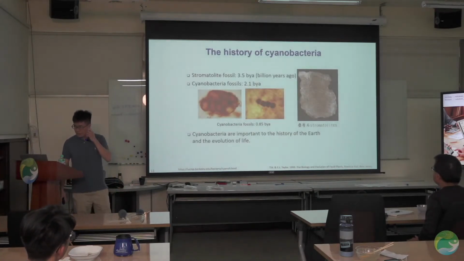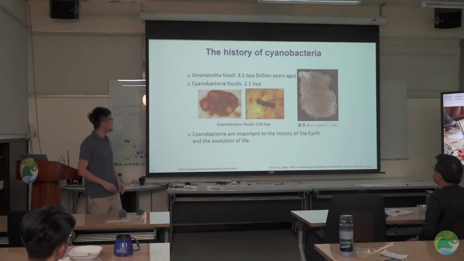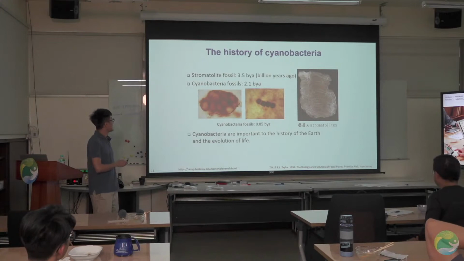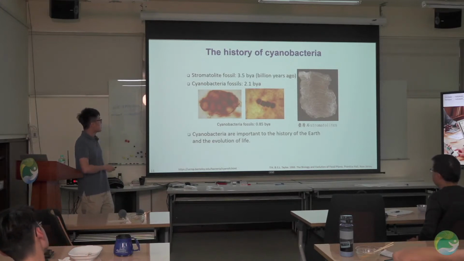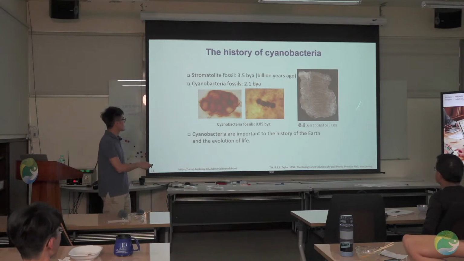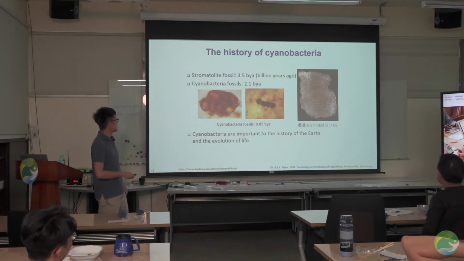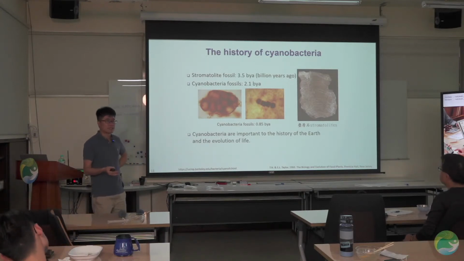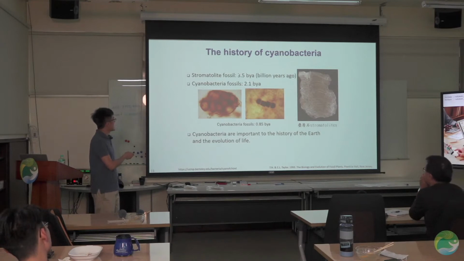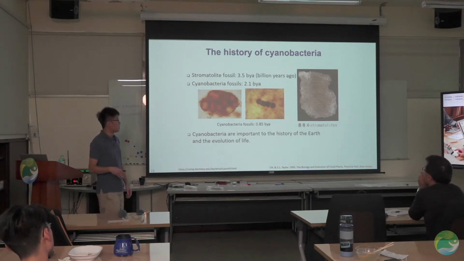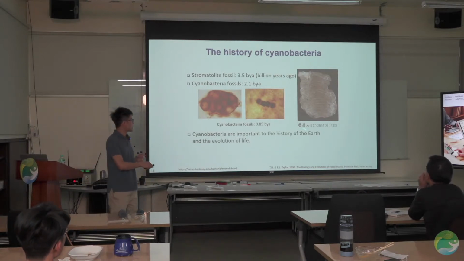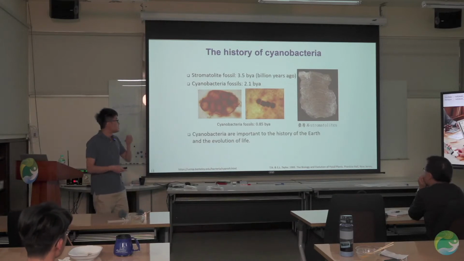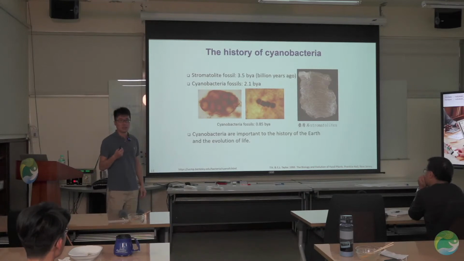So let's go to some history about cyanobacteria. I guess maybe back in your high school, you may have seen a picture like this. It's stromatolites. It's a fossil of cyanobacteria, and it can go back to 3.5 billion years ago. But it's not very conclusive that we can say cyanobacteria existed at that moment. The stromatolite is not a direct fossil record of the cells themselves.